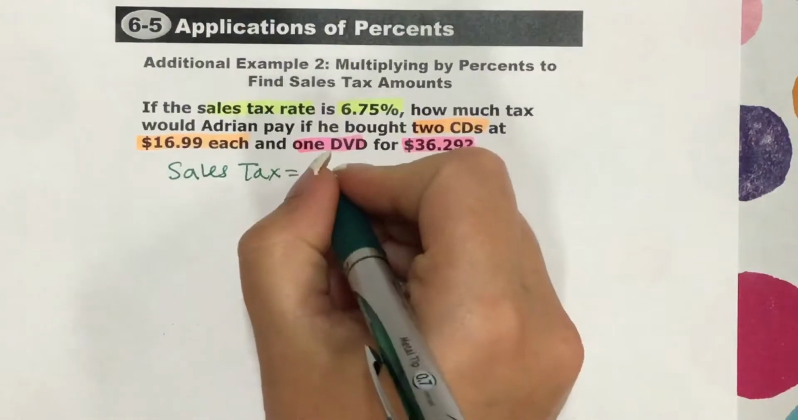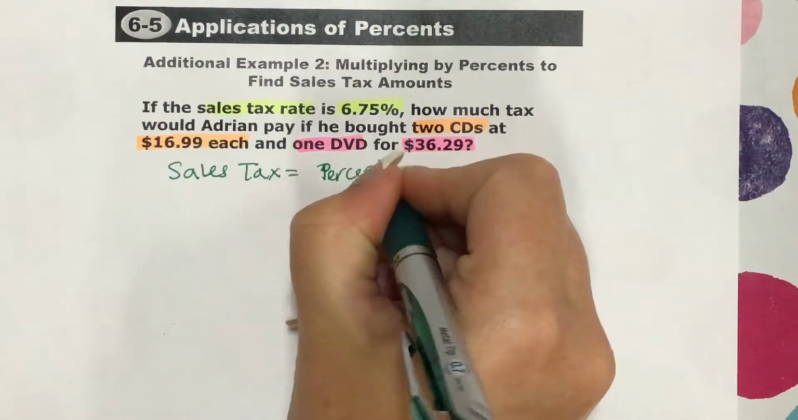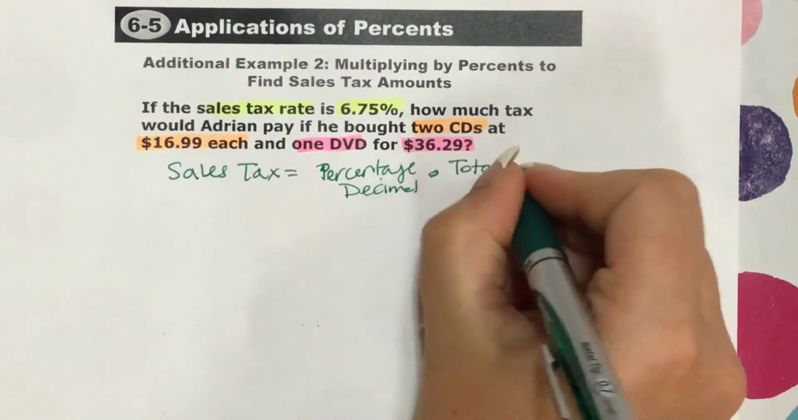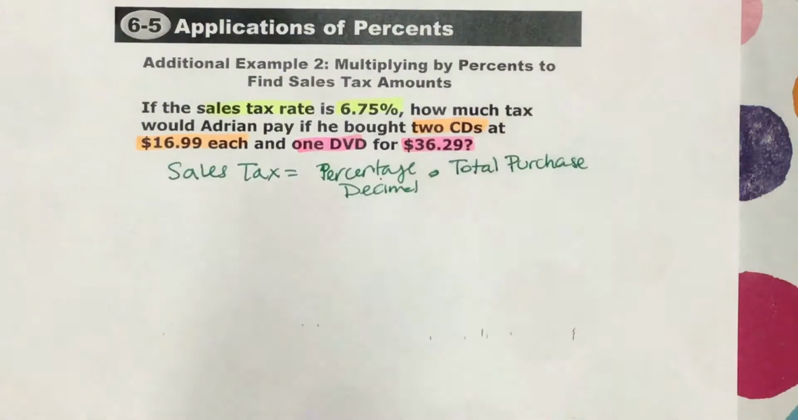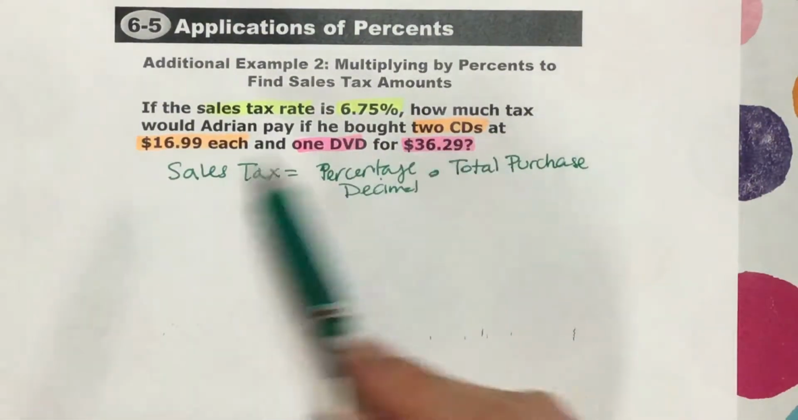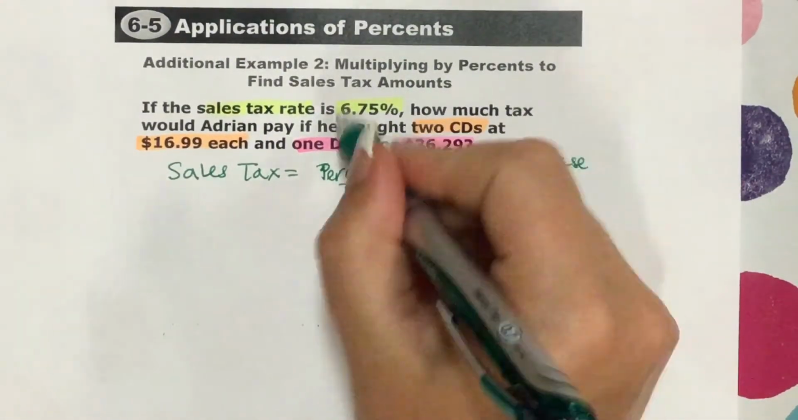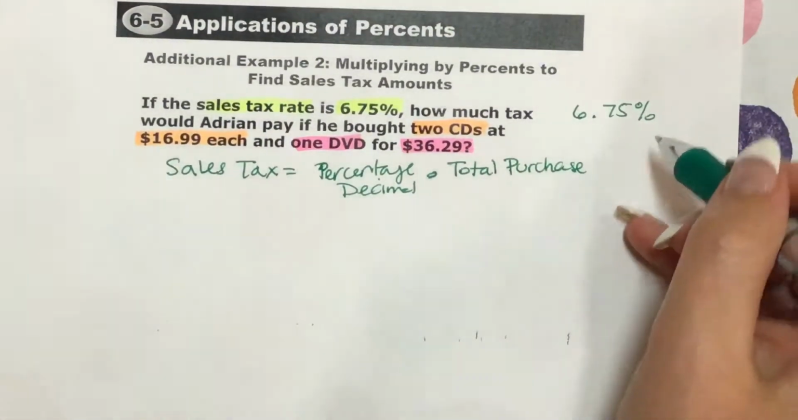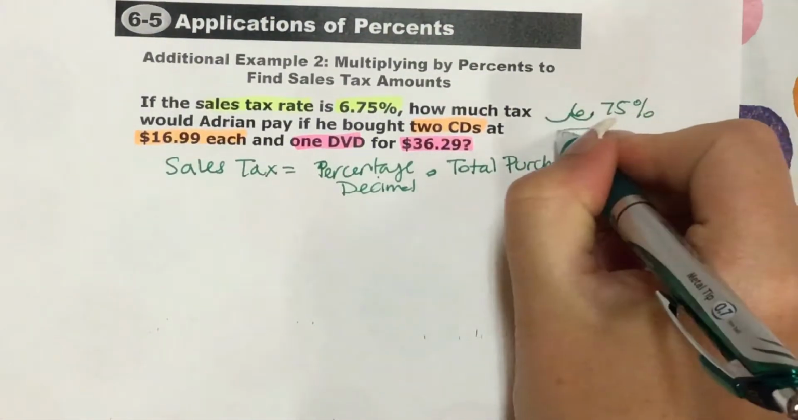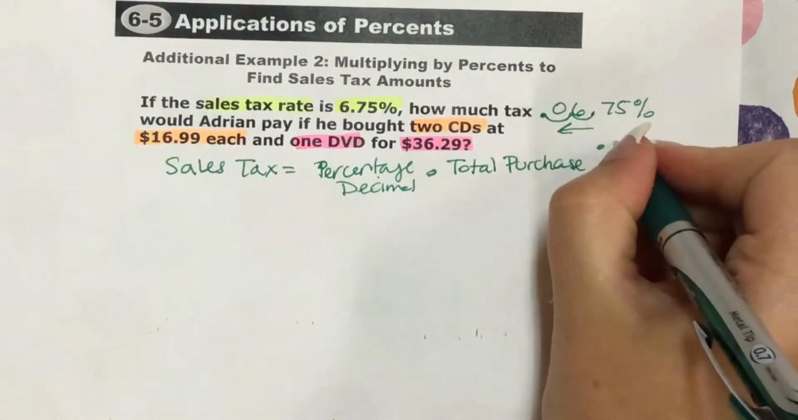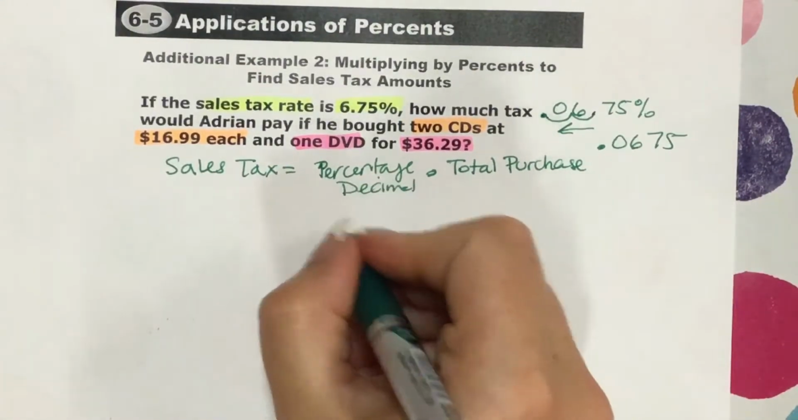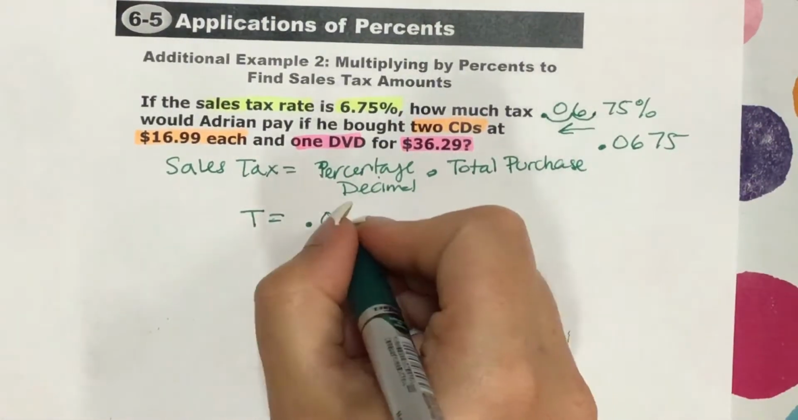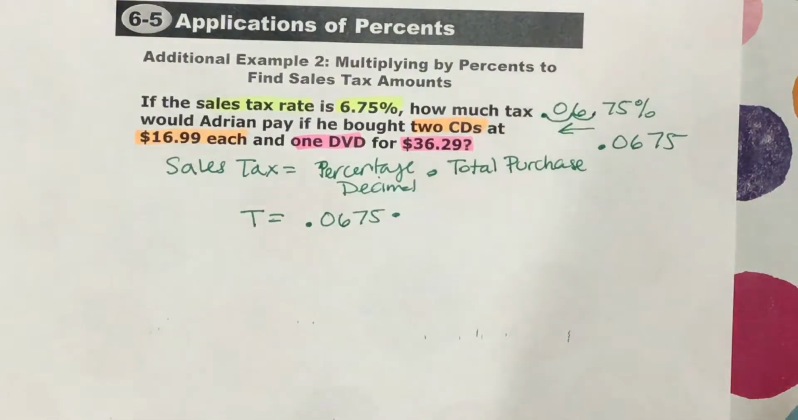So remember, sales tax is found by taking the percentage in the form of a decimal, and you multiply it by the total purchase. Okay? So, it wants to know how much tax would we have to pay. The first thing we're going to do is take this percentage and convert it to a decimal. If we have 6.75% and we want to convert this to a decimal, we're going to move the decimal place over 2 places to the left. And we put a 0 there. So that's the same thing as 0.0675. So that is our percentage in the form of a decimal. So I'm just going to put the tax equals 0.0675 multiplied by the total purchase price.